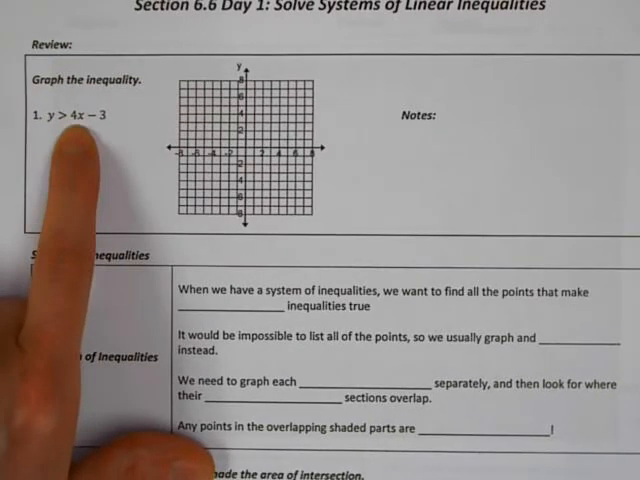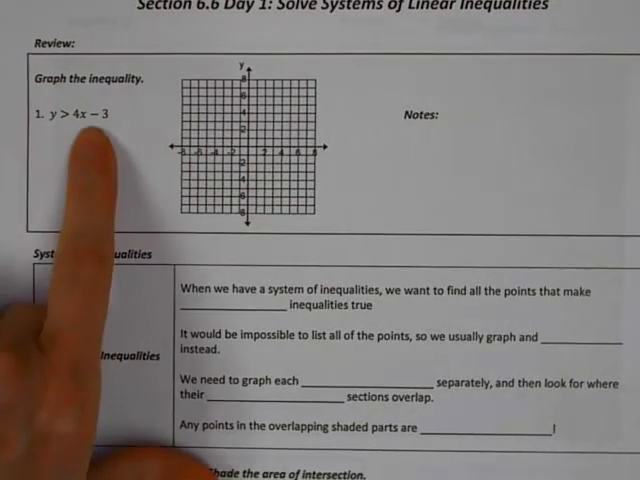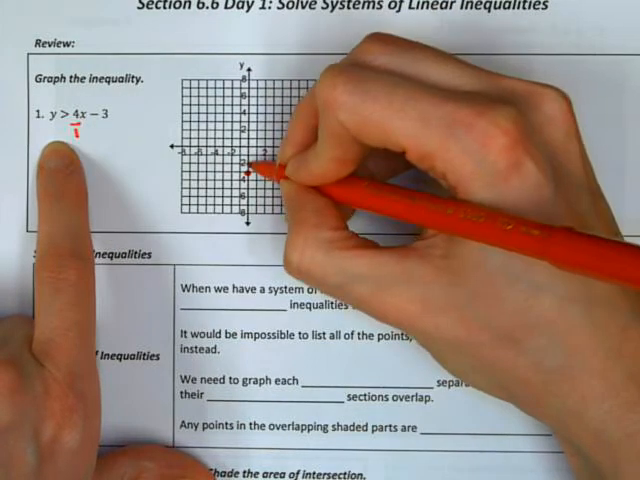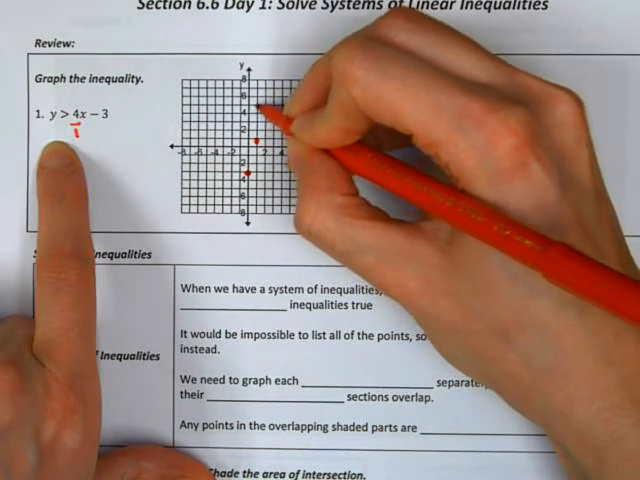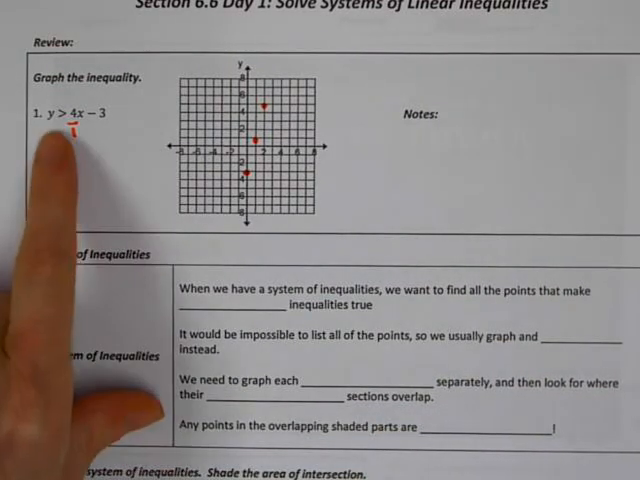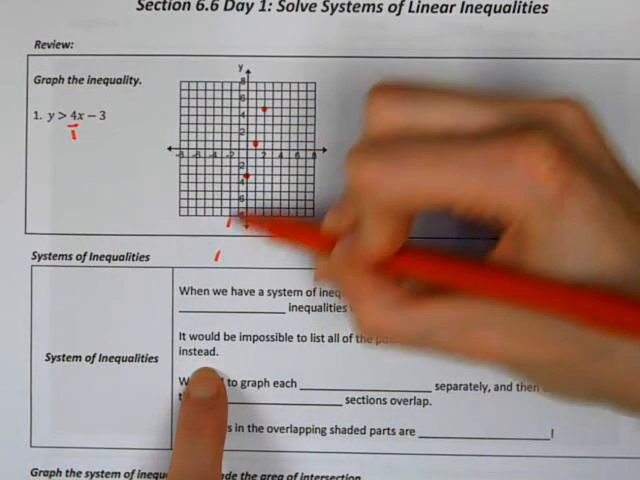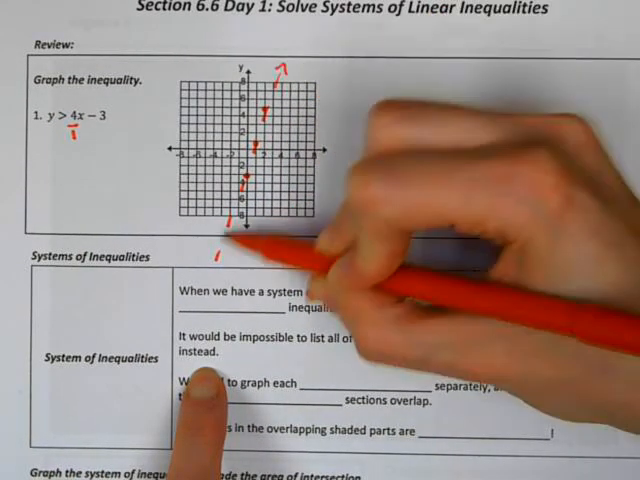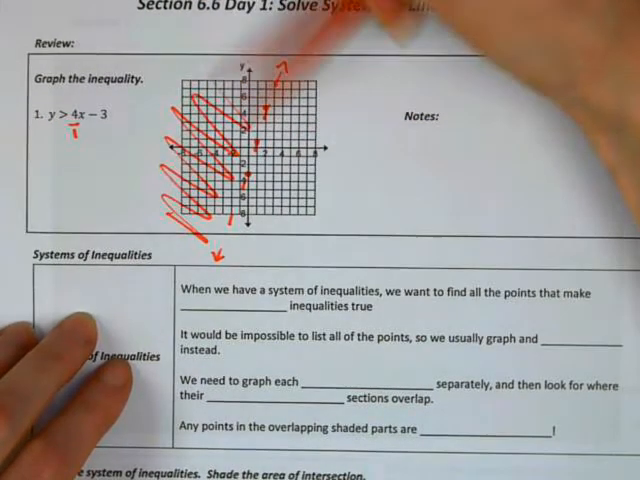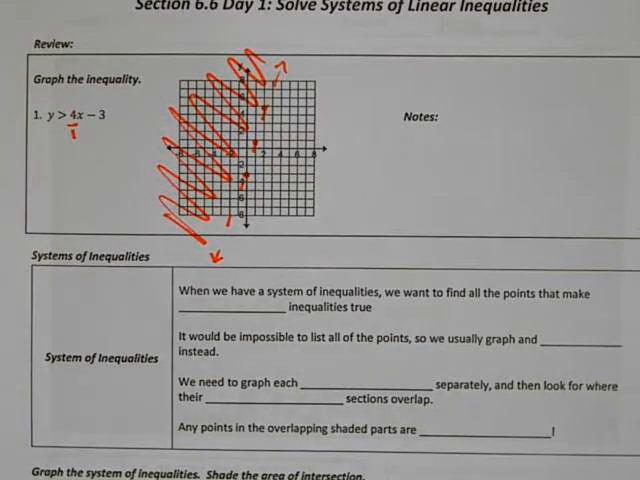How do we just graph a single linear inequality? And remember, we just graph the line. So the y-intercept is -3. The slope is up 4 over 1, up 4, right 1. And then don't connect the dots yet. If it's greater than, we want a dashed line. We don't want to be equal. And then if it's greater than, we shade above. Okay, so remember all those rules.